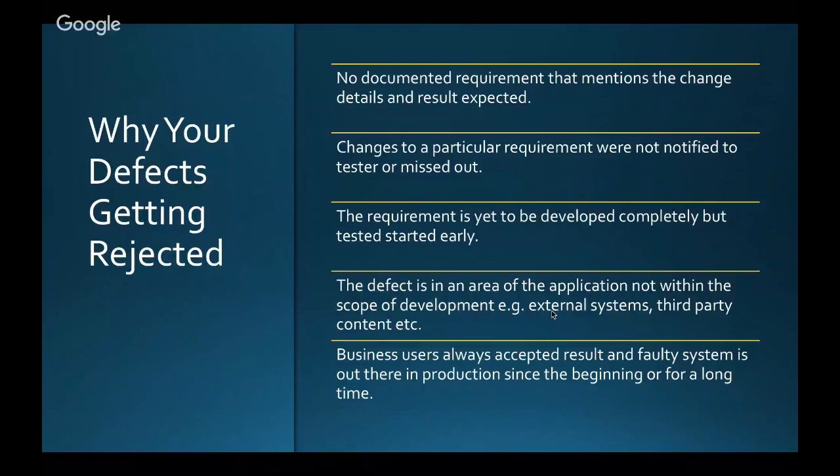Reason three: the requirement is yet to be developed completely, but testing started early. Many times it happens that the requirement is yet to be developed, but at some point we go with the concept of test early, test often. So testing started early, whereas the requirement was not yet complete and was evolving. So you have to keep checking: divide the requirement into subtasks or sub-requirements, and instead of focusing on the requirement as a whole, look at the small chunks of requirement that have a definition of done, acceptance criteria, or at least an expected result, and these can be marked as complete.